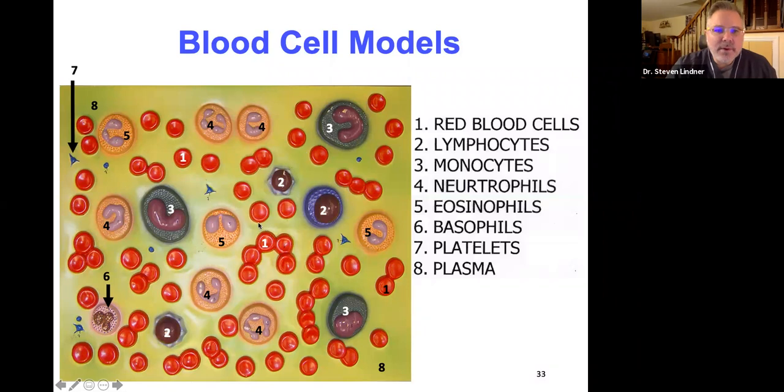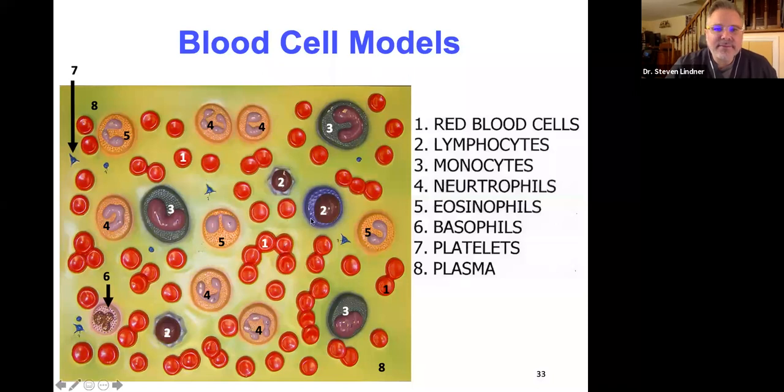Number 4, where are you, number 4? Look at that. You have 1, 2, 3, 4 heads to the nucleus. Here, 1, 2, 3, 4, 5 heads to the nucleus. So when there are 3 to 5 heads to the nucleus, that's your neutrophil. That's your first primary responder to bacterial issues.